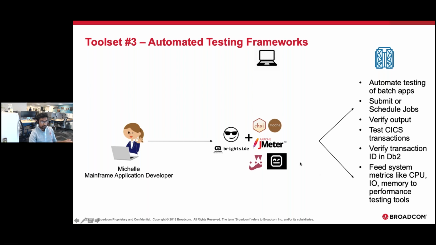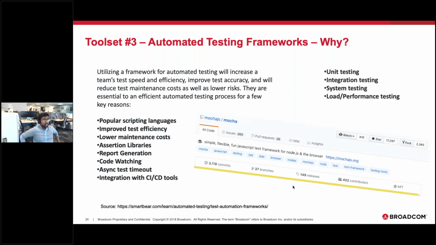A lot of these performance testing frameworks that are out there thrive on having these metrics from the system. So CPU and I/O metrics as you're maybe concurrently hitting your CICS transactions hundreds of times, and you want to monitor and feed the type of CPU and I/O metrics that are being generated as part of those tests. Now, all of that is possible with the combination of Brightside and some of these testing frameworks that are out there. Now, why should you consider using automated testing frameworks?